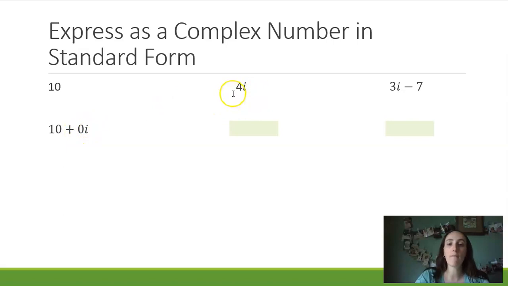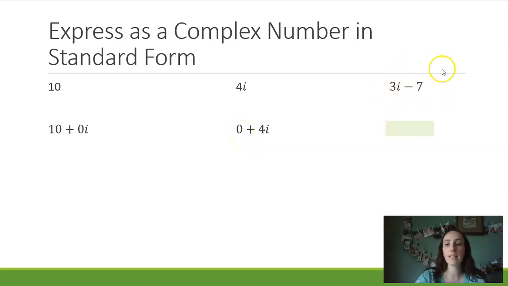But now if we have 4i, this has no real part to it, it just has the 4i. So then what we do to put that in standard form, we have it 0 plus 4i. So it still falls in that a plus bi format, and we have to represent a as the number 0.